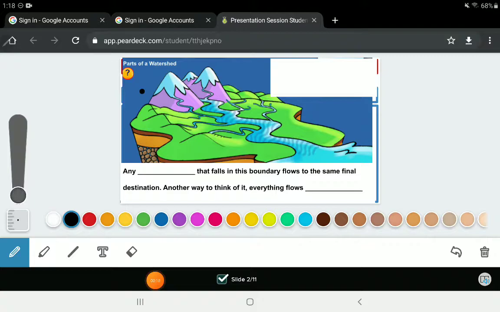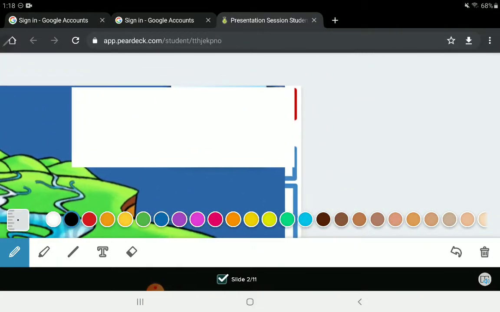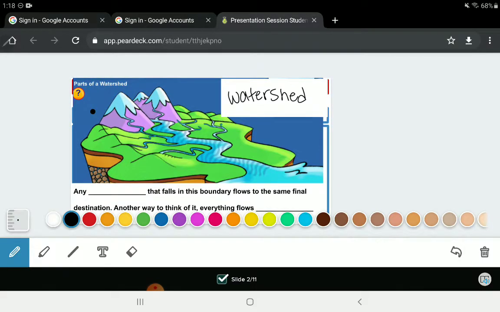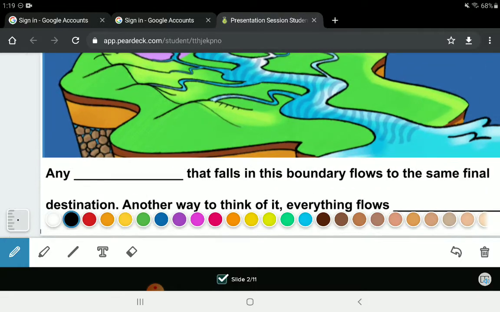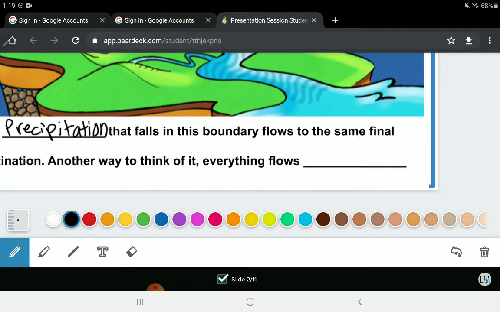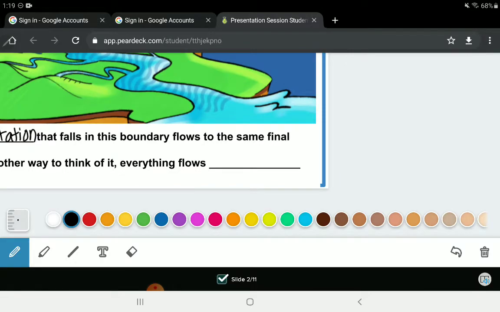So today we are talking about watersheds. A watershed, that's what's going on this first slide. A watershed is basically everything you see in that diagram there. So in a watershed, any precipitation, remember precipitation can be snow, rain, sleet, hail, etc. It's anything that falls from the sky that is liquid, or water at least.